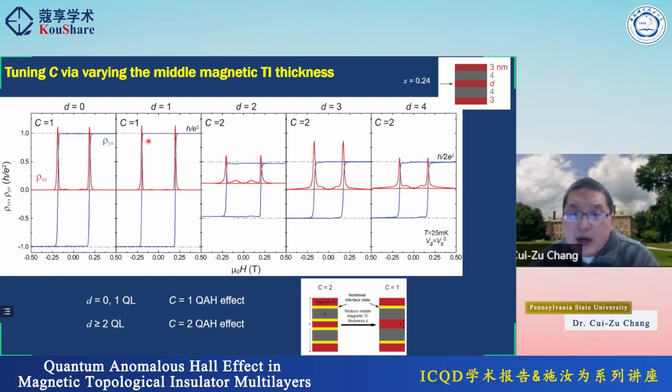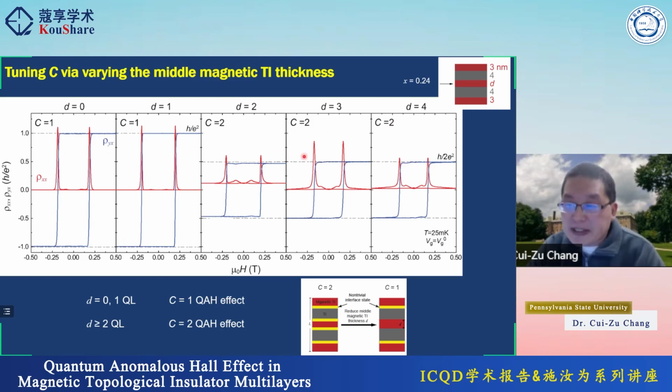In addition to the magnetic doping, which I introduced in the previous two slides, we found that if we fix the magnetic doping and change the thickness of the middle layer, we could also tune the Chern numbers. Without this layer, or with 1 quintuple layer, the sample shows h over e squared. And when this thickness is 2 quintuple layers to 4 quintuple layers, it shows the C equals 2 quantum anomalous Hall effect.